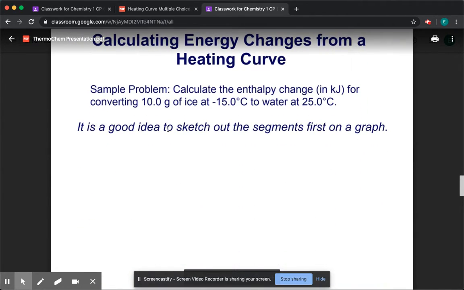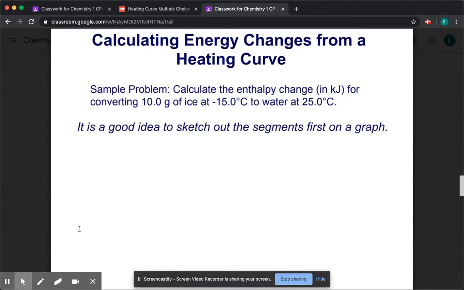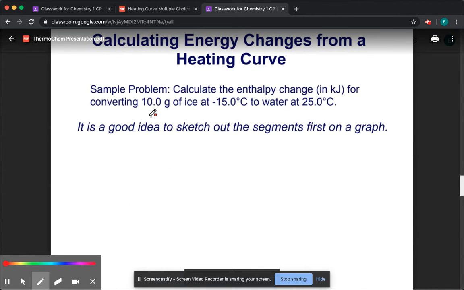So in this case, we want to convert ice to liquid water. The ice starts off at negative 15 degrees, and the water is at 25 degrees. So this is our starting point, and then we want to finish here.